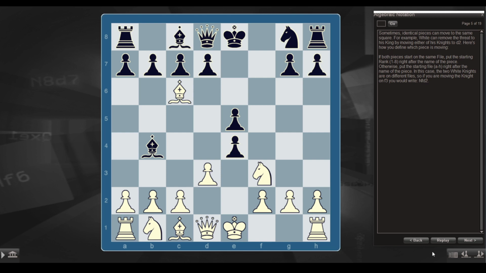In this case, the two white knights are on different files. So if you're moving the knight on F3, you would write capital N, F, D2.